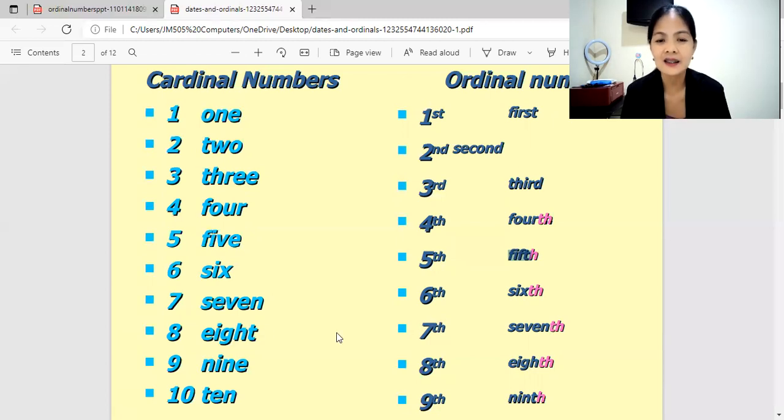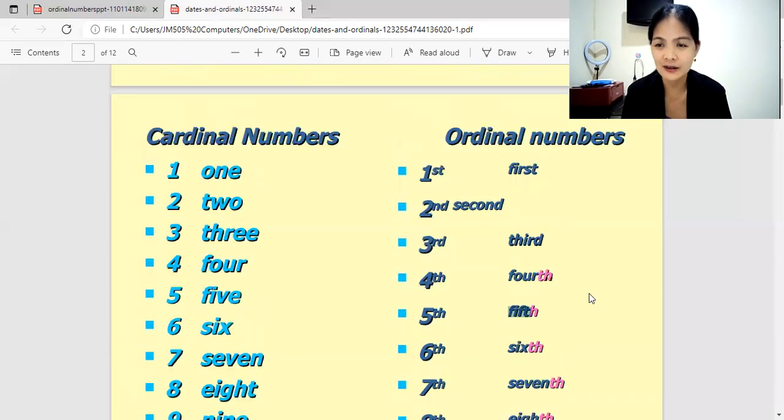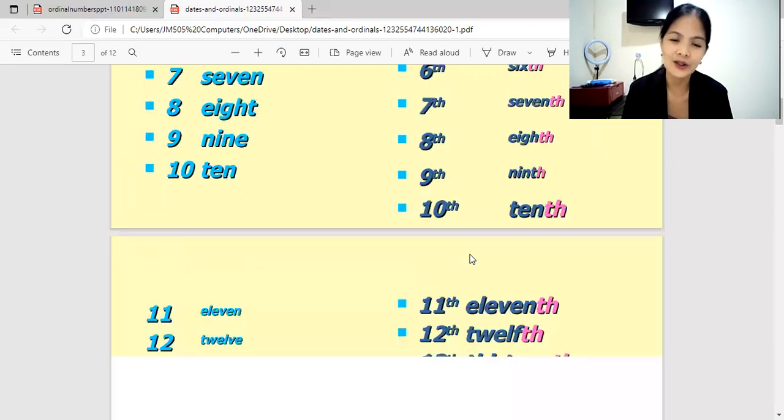Seven, seventh. Eight, eighth. Nine, ninth. Ten, tenth. Okay? You add TH. But the first is ST, second is ND, third is RD. Okay, very good.